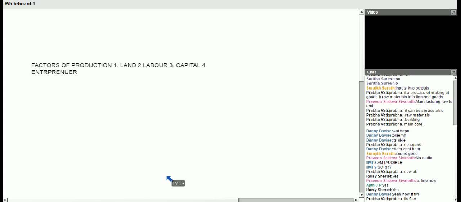Then the third is capital. This is also a very important factor of production. Capital means the money which we are going to invest into the business. From this money, we can get the machinery, equipments, we can hire a building, or we can set up the office. So that all will form a part of the capital investment. So this is the third and a very important factor of production.